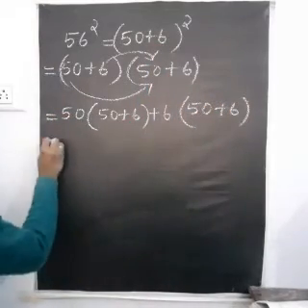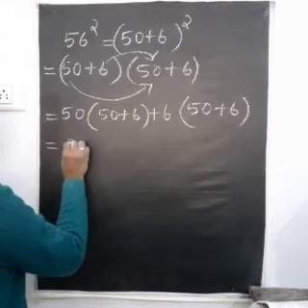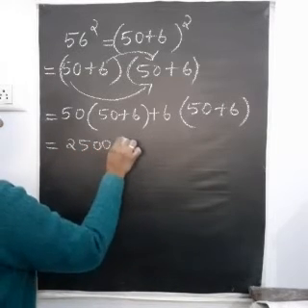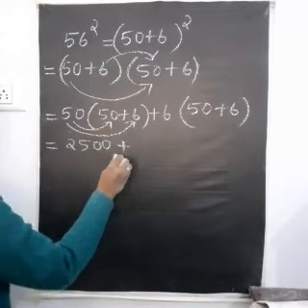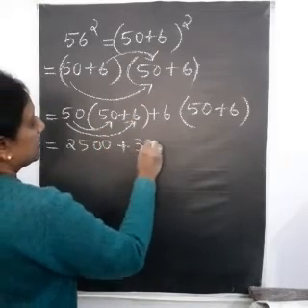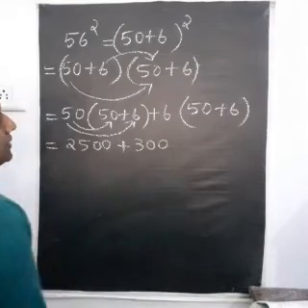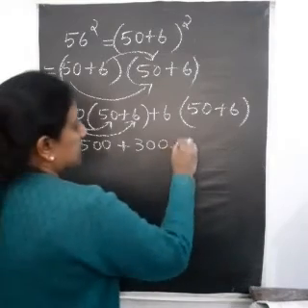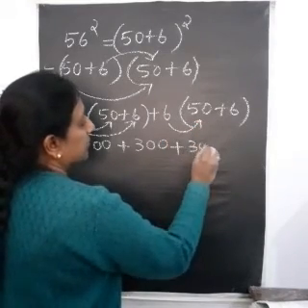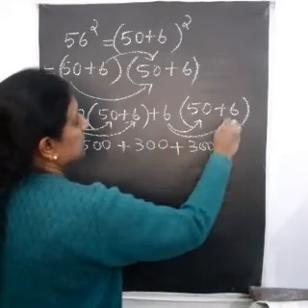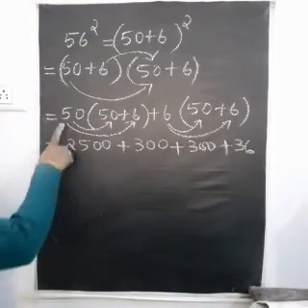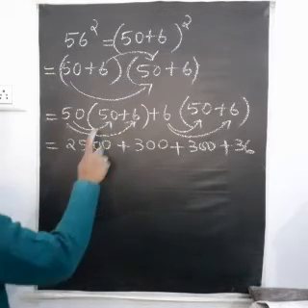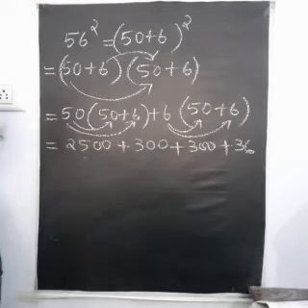So what will you get here? 50 into 50 is 2500, plus 50 into 6 is 6 5s are 30, 300, plus 6 into 50 is 300, plus 6 into 6, 36. Have you understood? I am distributing 50 to 50 plus 6 and 6 to 50 plus 6.